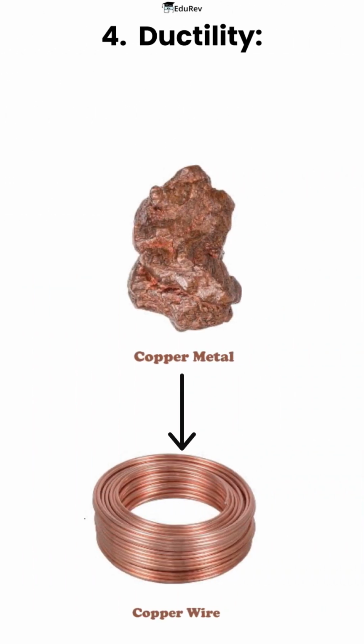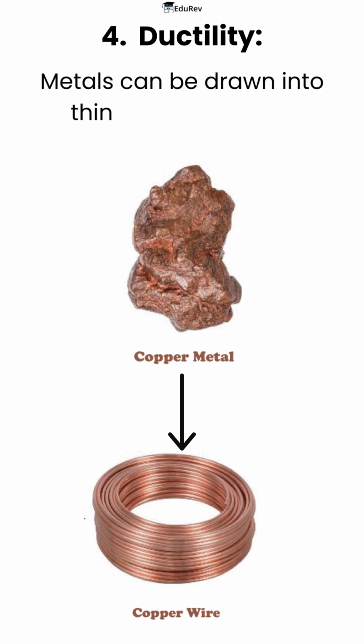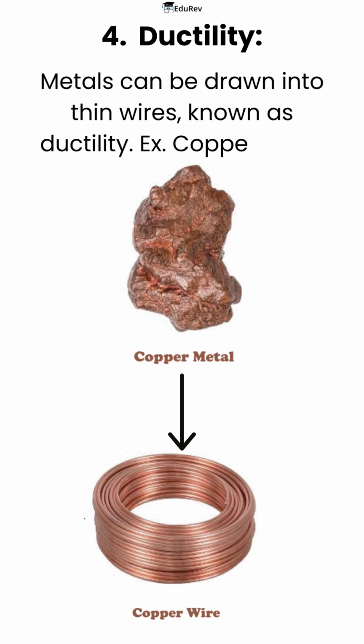Ductility. Ductility is another unique property of metals. It enables them to be drawn into thin wires without breaking. Copper wires used in electrical cables are a prime example of this property.